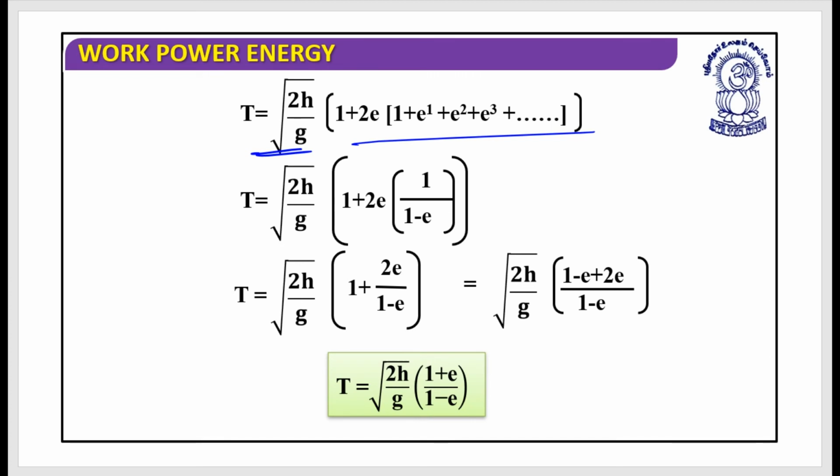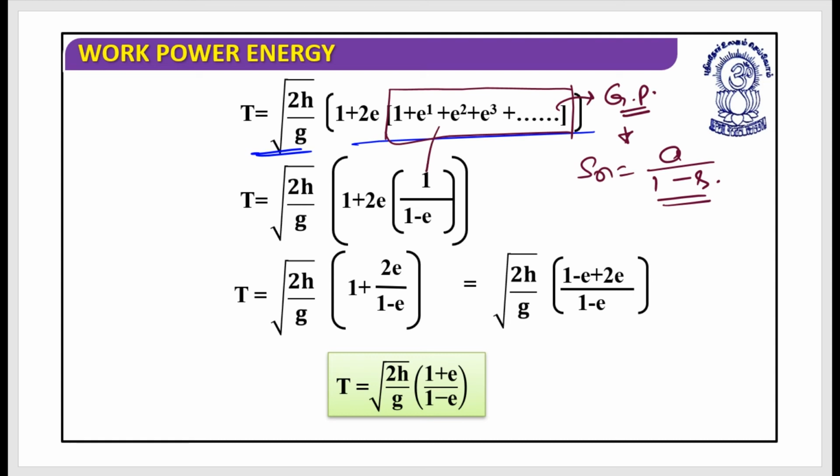Now this is GP again. Look at the ratios. This is again a GP of infinite terms. So Sn is equal to a upon 1 minus r. So this is root of 2h by g into bracket 1 plus 2e into bracket, this is a, which is equal to first term divided by 1 minus r, and the r could be written as e divided by 1, which is e. So this is 1 plus 2e into bracket 1 upon 1 minus e.